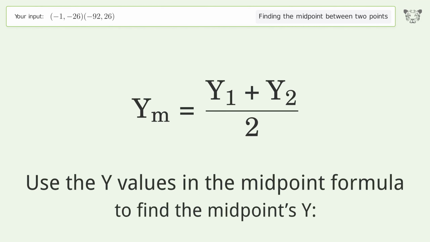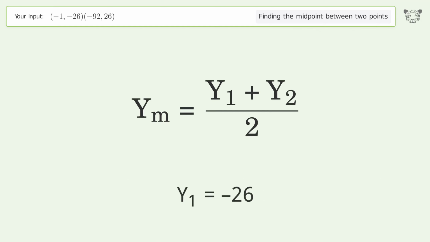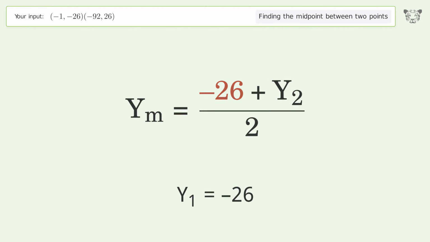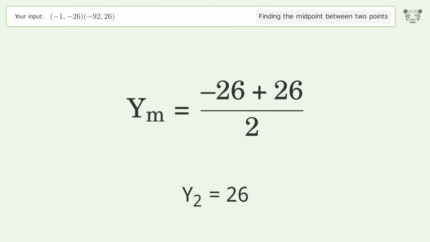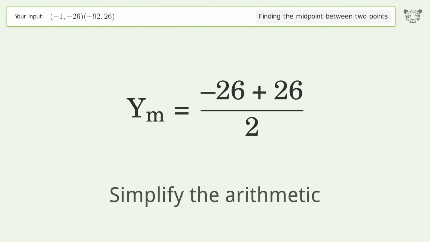Use the y values in the midpoint formula to find the midpoint's y. y1 equals negative 26. y2 equals 26. Simplify the arithmetic.